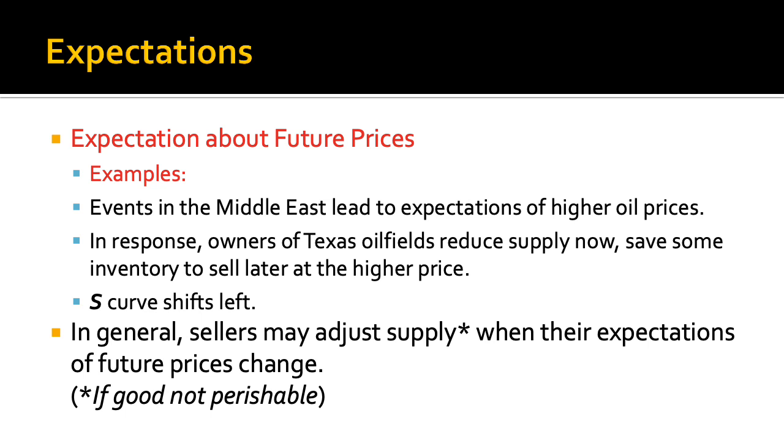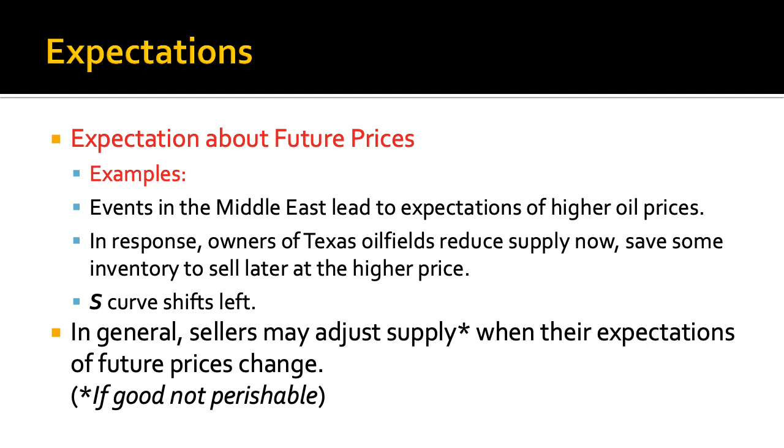Expectations. Let's look at an example. Sellers respond to expectations of the future prices just like buyers, except they respond to changes in future expected input prices and the expected price of the good itself. So for example, events in the Middle East lead to expectations of higher oil prices. In response, owners of Texas oil fields reduce supply now, save the inventory, and sell it later at the higher price. Later we'll discuss how that temporary action of saving current inventory not only affects the future price, but actually causes the price to shift in the current time period.